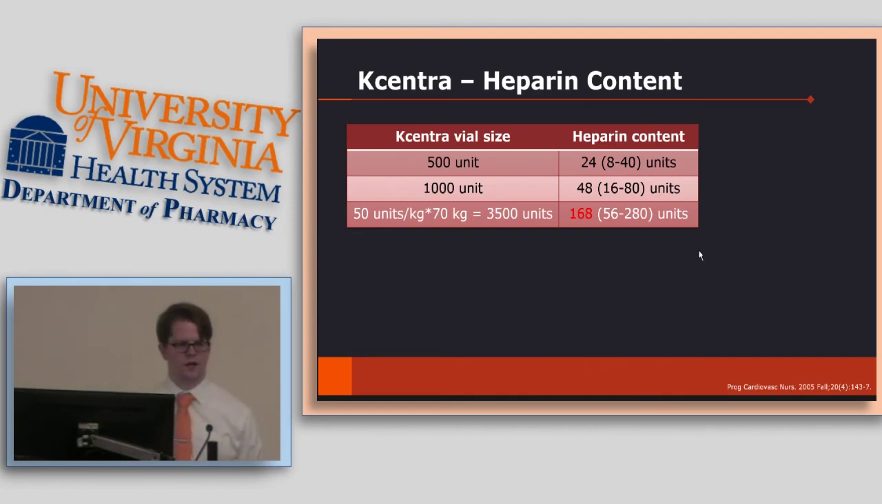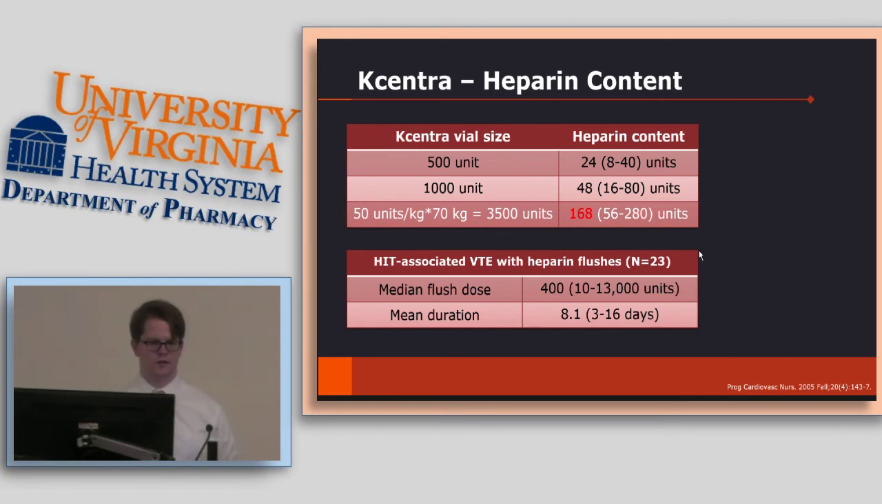So while Kcentra doesn't have the same heparin content that Cascadil does, it still does have some listed as an inactive ingredient. So at the doses that would potentially be administered for a bleed reversal, we can see that patients might be exposed to 200 units of heparin. And then looking at some of the data from confirmed HIT studies, we see that patients exposed to a flush range of 10 to 13,000 units did have development of HIT. So the 200 units that our patients are exposed to is within that range.